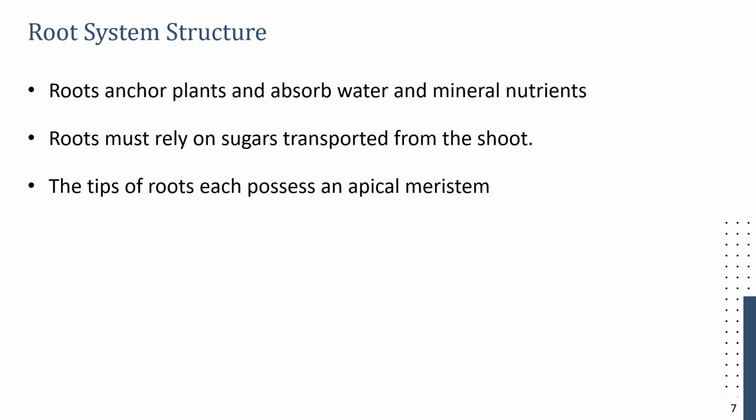And then at the tip of our roots, we have the apical meristem. So our roots are actually growing out from the tip. They don't grow out from the base of the plant. They grow out from the tip because that is where the apical meristem is located.